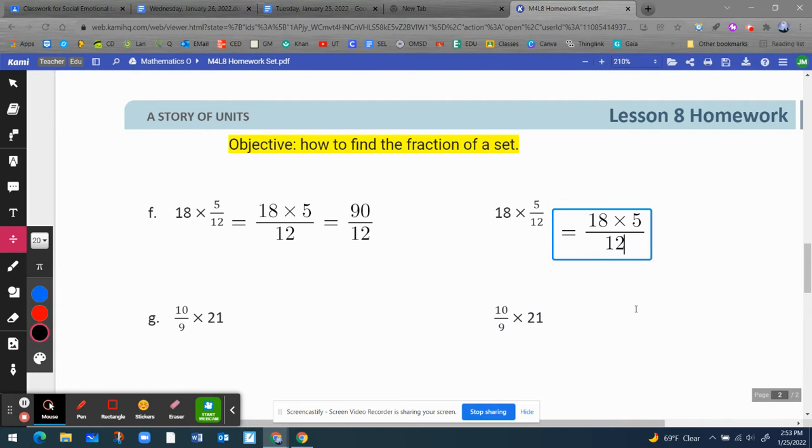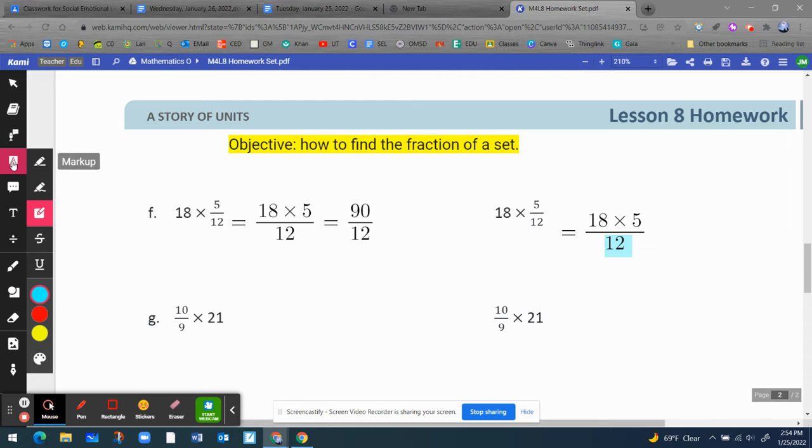Now, in this case, you're going to look at two numbers, 18 and 12. Let me highlight those numbers. Notice that 12 can be divided by 2, by 3, and by 4. The 18 can be divided by 2, because 2 times 9 equals 18. It can be divided by 3, which is 3 times 6 equals 18. And can it be divided by 4? No. So I believe that the best bet is to divide those two by 3.